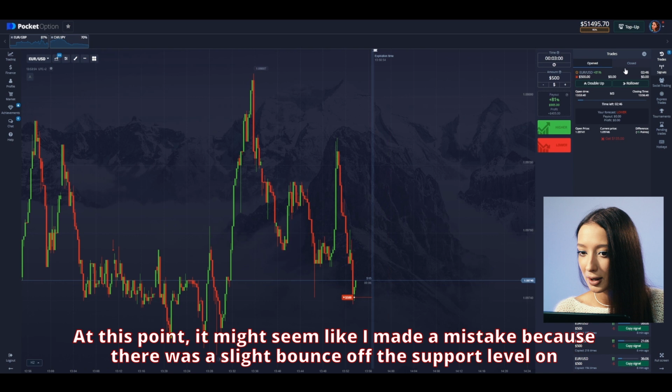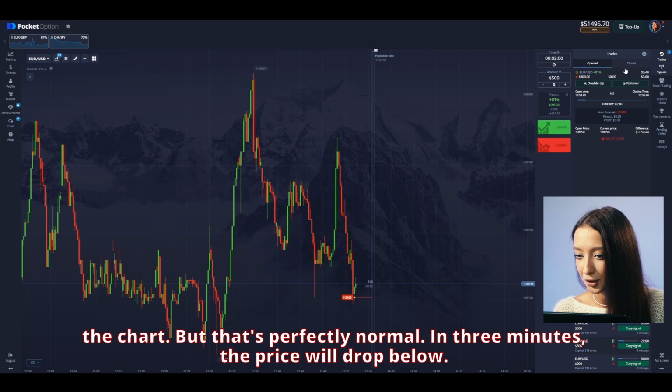At this point, it might seem like I made a mistake because there was a slight bounce off the support level on the chart. But that is perfectly normal. In 3 minutes, the price will drop below.